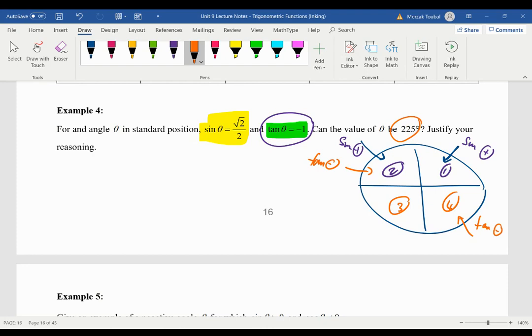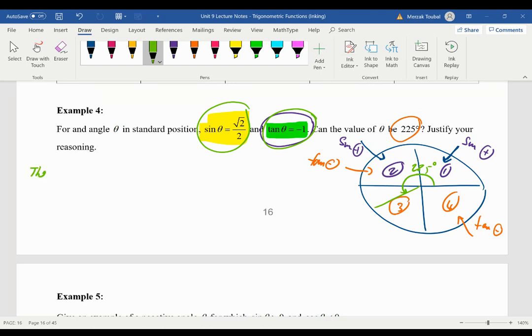So can theta be 225? Well, obviously not, because 225 is in quadrant 3. In quadrant 3, the sine is negative, and here it says the sine is positive. That condition is not satisfied. And the tangent in quadrant 3 is positive, which is the opposite of the given tangent, which is negative. So we say theta cannot be 225.